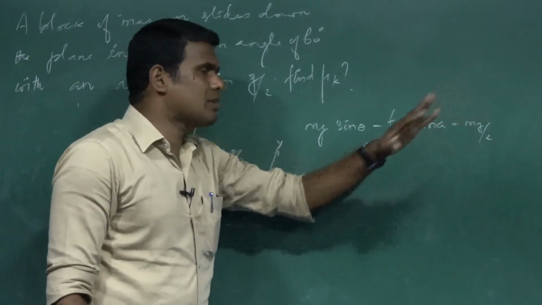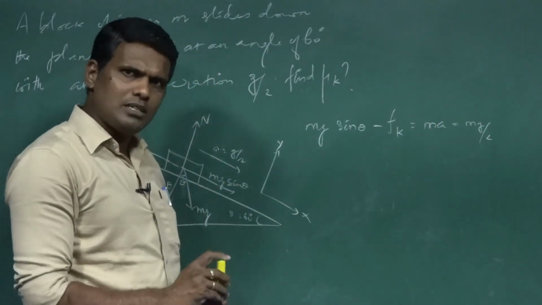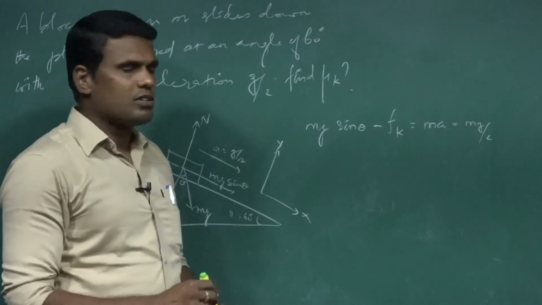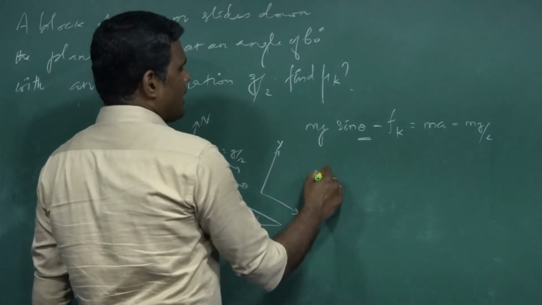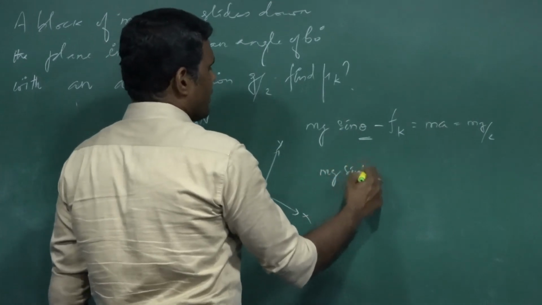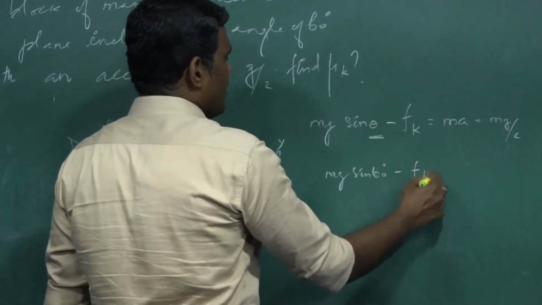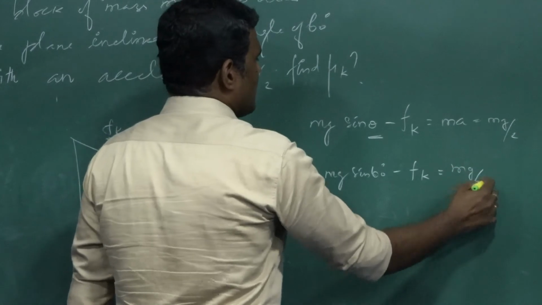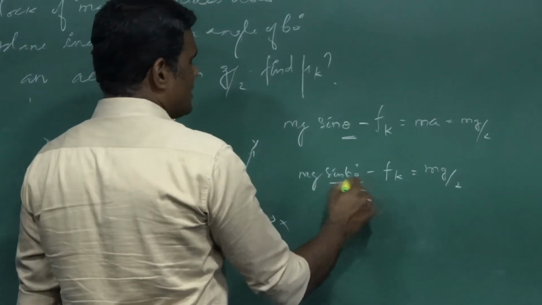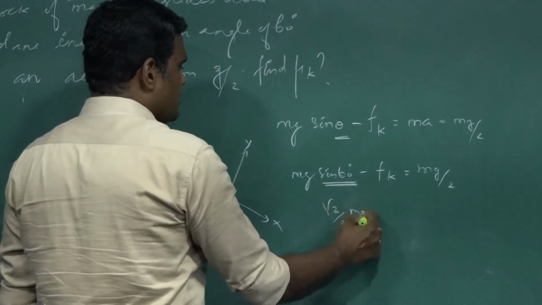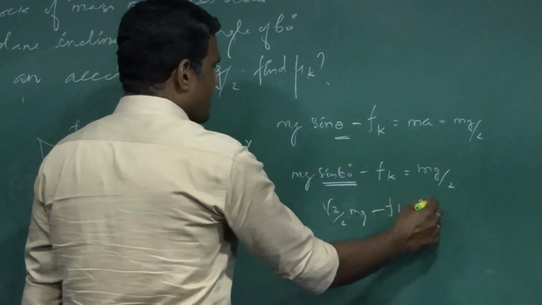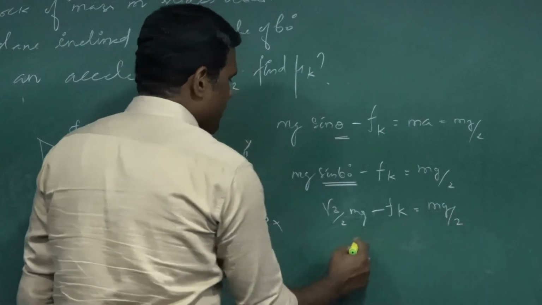Instead of ma, I am taking it as mg divided by 2 because they have mentioned acceleration a is equal to g by 2. What is the value of theta here? 60 degree. So I can write mg sin 60 minus Fk is equal to mg divided by 2. What is sin 60? Root 3 divided by 2. So root 3 by 2 mg minus Fk is equal to mg by 2.